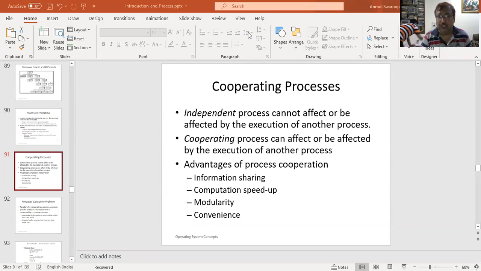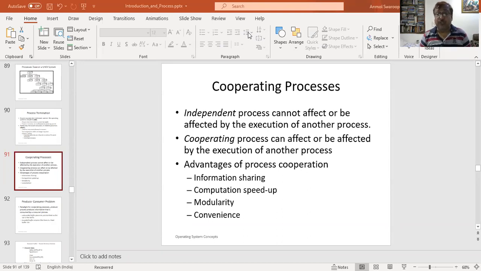Independent processes are those, suppose I have two processes P1 and P2, which are not able to affect each other. These processes are known as independent processes, right? Whereas the cooperating processes can affect and be affected by the execution of another process. Most of the time we are interested in cooperative processes because there are certain advantages of process cooperation. First one is information sharing. Second is computational speed up. Third is modularity. Fourth is convenience.